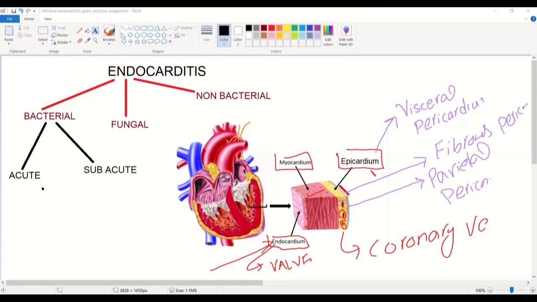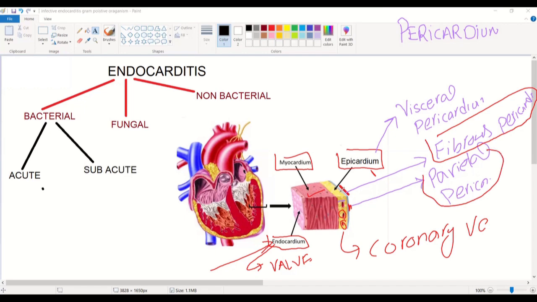Pericardium has three layers. This is again important stuff. So the outermost layer is the fibrous pericardium. Then this one is the parietal pericardium, and this one is the visceral pericardium.